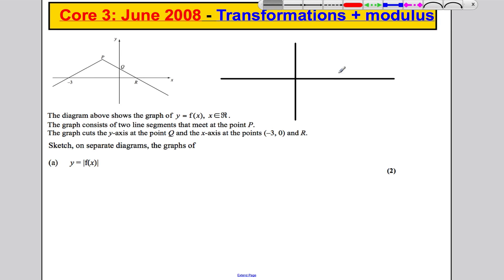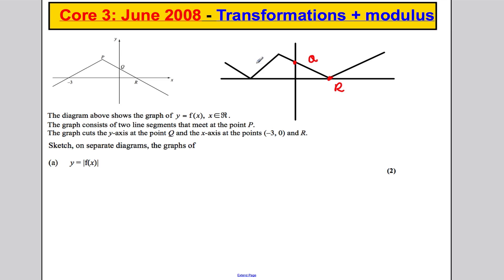I'll draw it with straight lines actually. You draw the graph as it is where f of x is positive, and where f of x becomes negative, you reflect this bit up and you reflect this bit up, and you write in your key points. That point there is still R. That point there is still Q. The point P, does it tell us that's still point P? This point here is still -3, 0. And we're done.